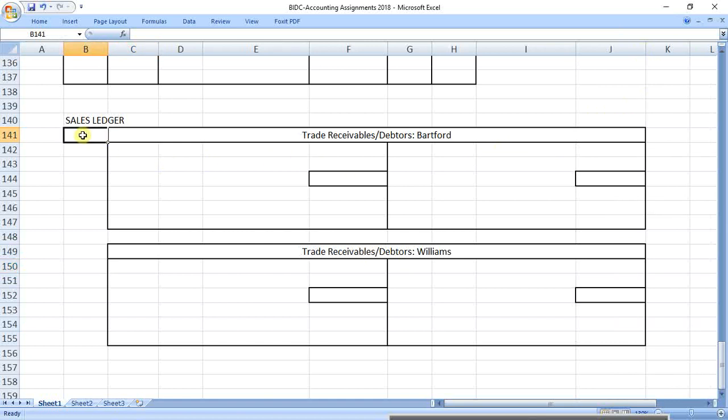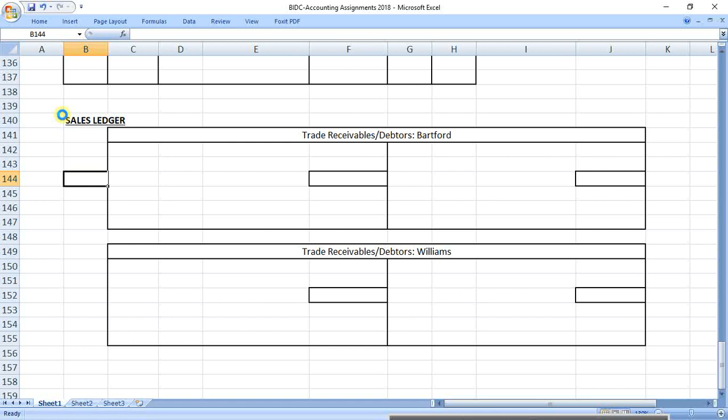So your solution that you'll draw up, in the sales ledger, we're going to have 2 separate debtors. We've got Bartford and Williams. They purchased from us twice. So you're going to have to process 2 transactions in that particular T account, so that you can try and see how it goes. We'll discuss and mark next time. I'm just trying to give you the structure so at least you know what to do.